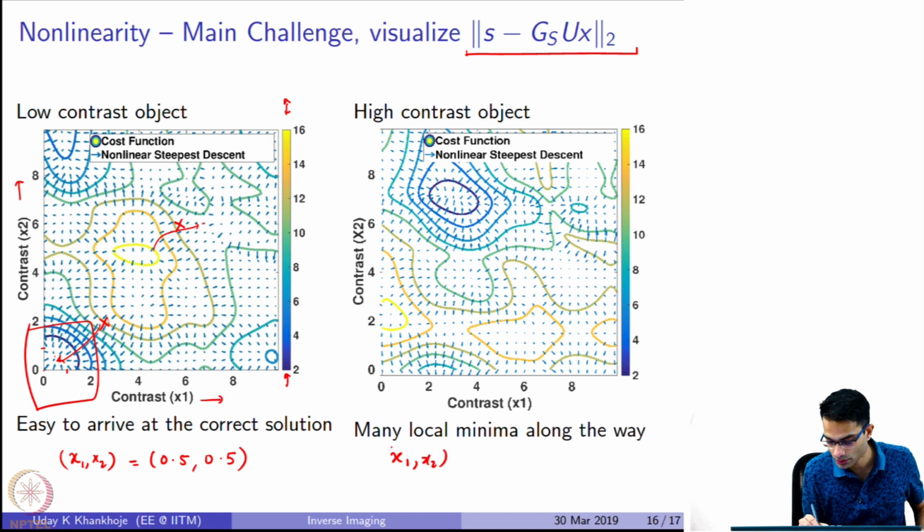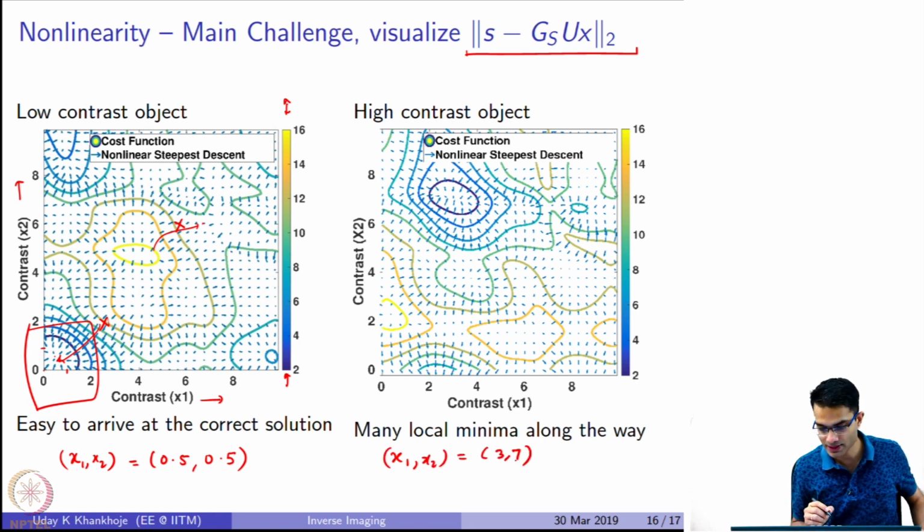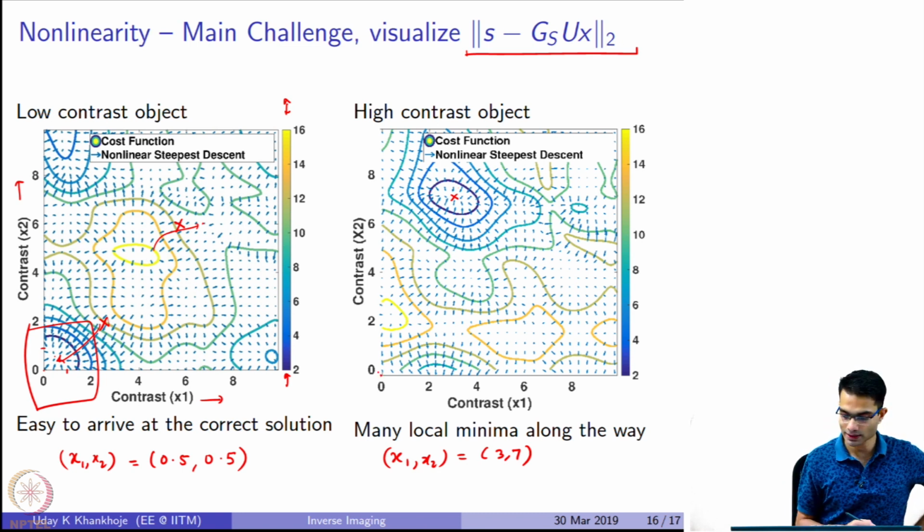We can see that in the next problem on the right, where the true answer is x1, x2 equal to 3, 7. The correct answer is sitting over here. If you started from 0, 0, what will happen? Disaster. I am going down, I am going to get negative values.